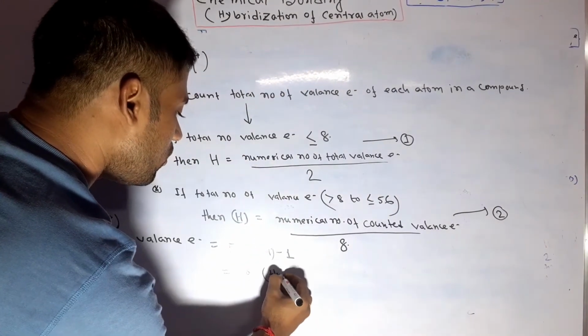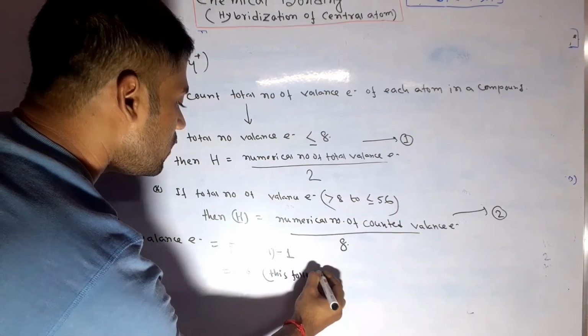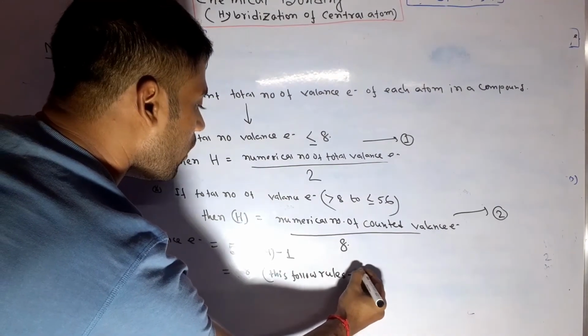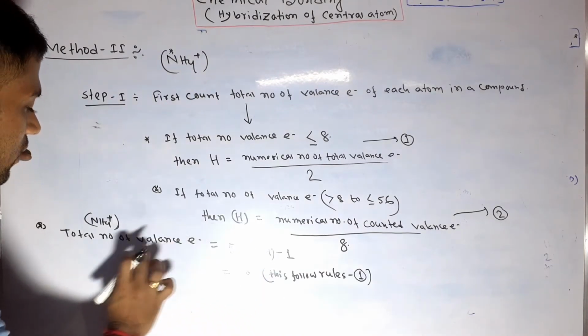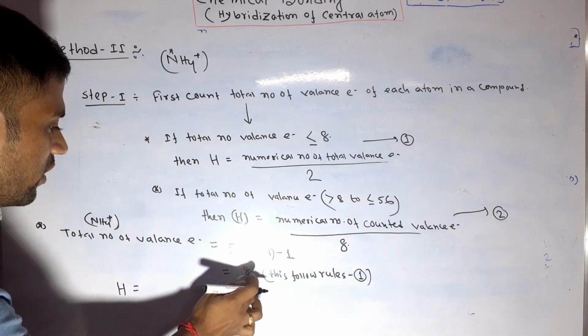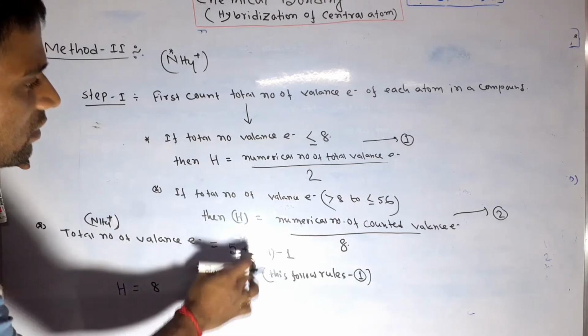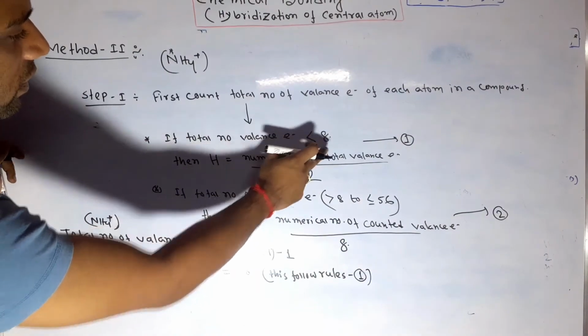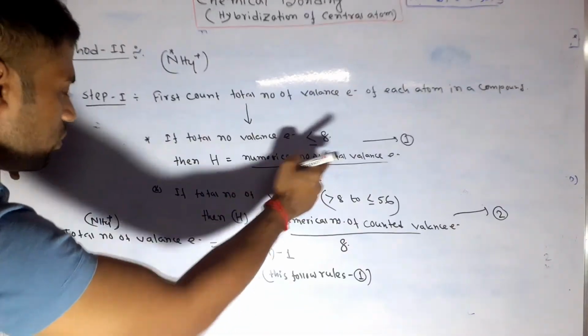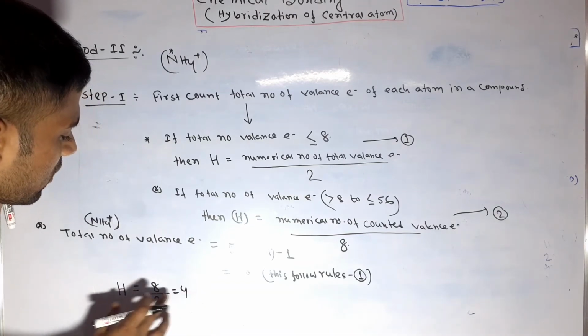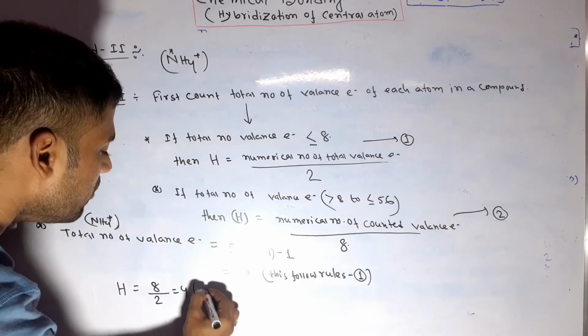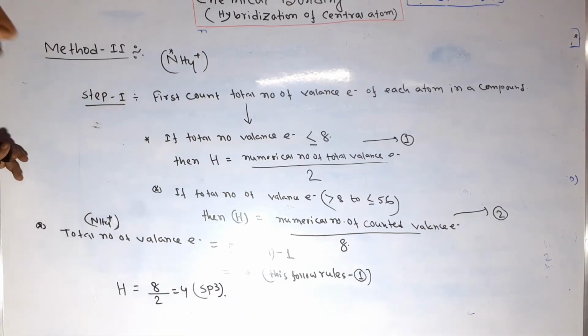So these follow rule 1. Then the hybridization number H is equal to the counted number of total valence electrons. That means the counted number of total valence electrons is at most 8. This limit follows the range less than or equal to 8. So the hybridization number is the counted valence electrons divided by 2. The result is 4, so the hybridization number is 4, and the name is sp3 hybridization. This is the short trick procedure for finding the hybridization of the central atom in a particular compound.